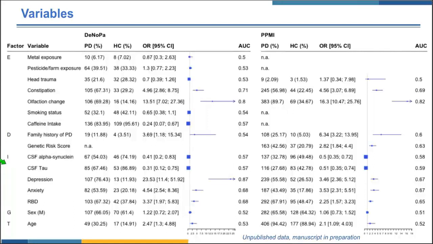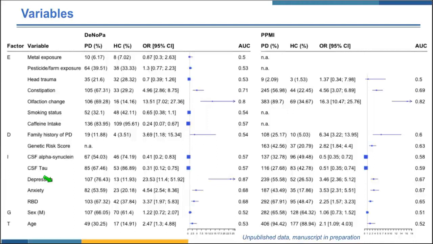For factor I, we have two biomarkers. CSF means spinal fluid. Participants in these two cohorts have undergone lumbar puncture procedures to have their spinal fluid tested. It has been found that alpha-synuclein and tau in the spinal fluid are lower for PD patients compared with healthy people.